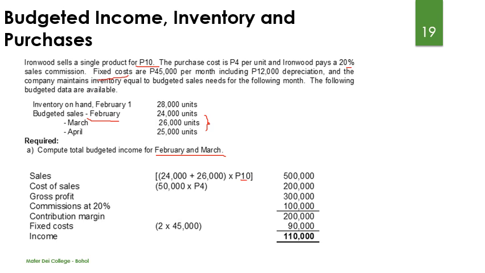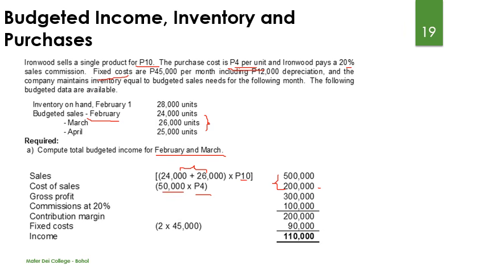Next is you multiply the cost of sale. So you get the cost of sale, sorry. So the cost of sales would be 50,000, which is the sum of 24 and 26 times 4 peso. Where do we get the 4 peso here? That's the cost. So the total cost of sales for February and March is 200,000. Gross profit is the difference between 500,000 and 200,000. So deduct. So we will get 300,000.